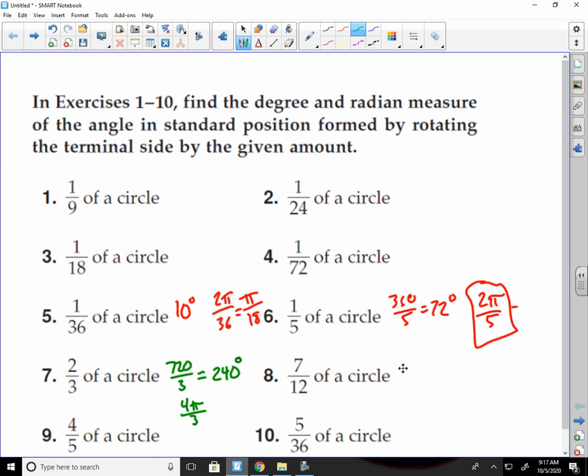Number 8, 7/12 of a circle. Do 360 times 7/12. I'm going to show you a trick here. 12 goes into 360, I can cancel that out. 12 goes into 360 30 times. It's really just 30 times 7, which is 210. 7 times 2 pi gives me 14 pi over 12. We can reduce this. It gives us 7 pi over 6.